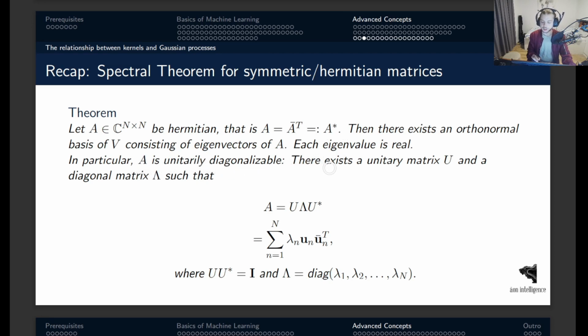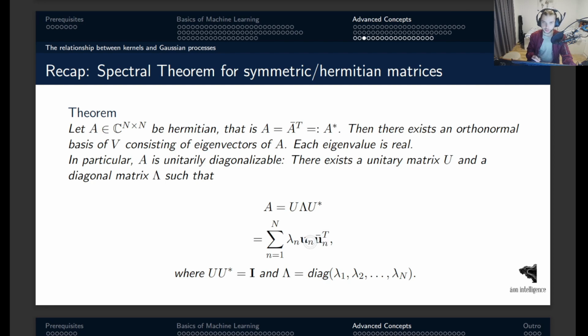This means that there exists a unitary matrix U and a diagonal matrix capital Lambda, such that the following equality holds. A, the linear mapping from vector space V to itself, can be decomposed as a sequence of linear mappings, where the first mapping is U, then we have capital Lambda, and then we have U star, the transpose of the complex conjugate of U. If you evaluate this expression, you have a weighted sum of outer products, where u_n is the nth column of that unitary matrix U, and accordingly u_n bar transpose is the complex conjugate transpose of that column.